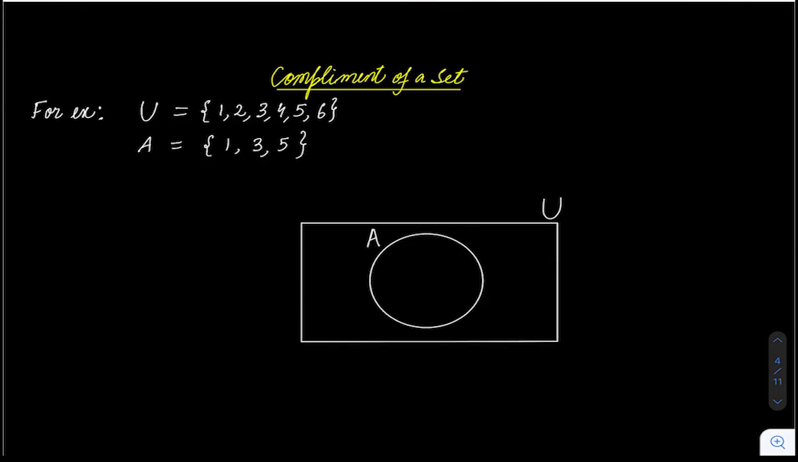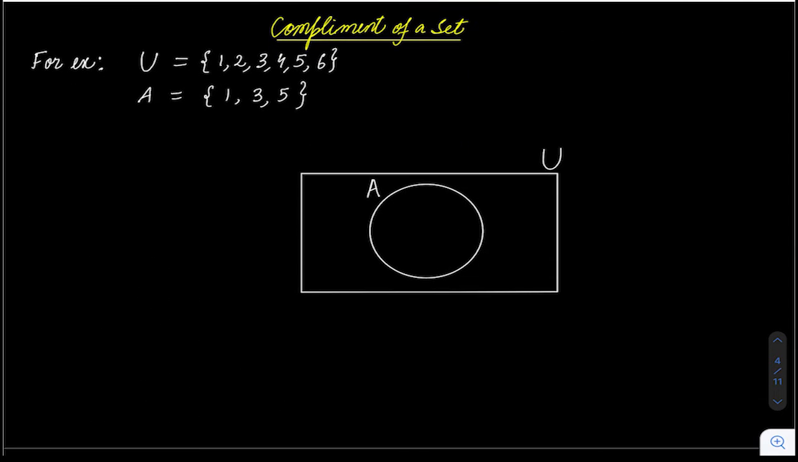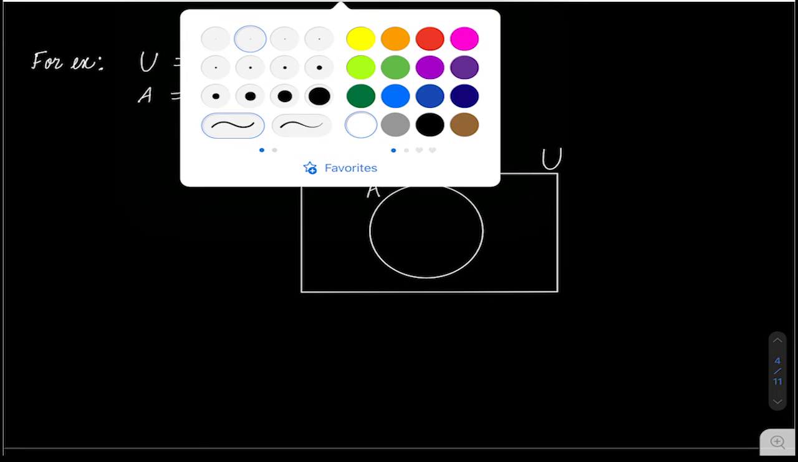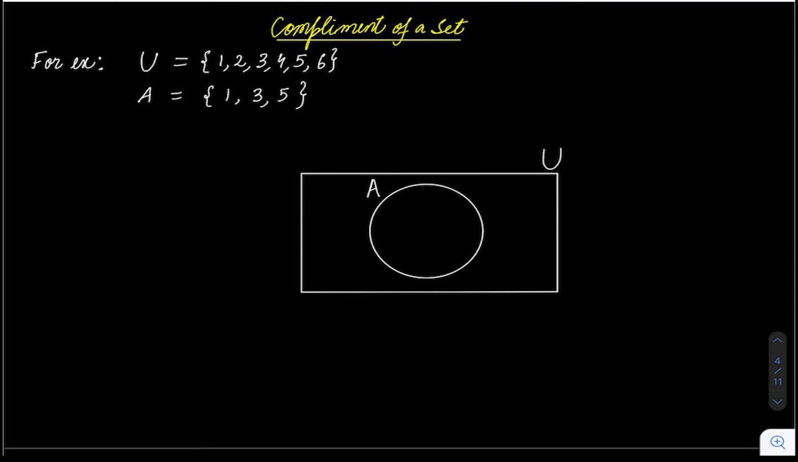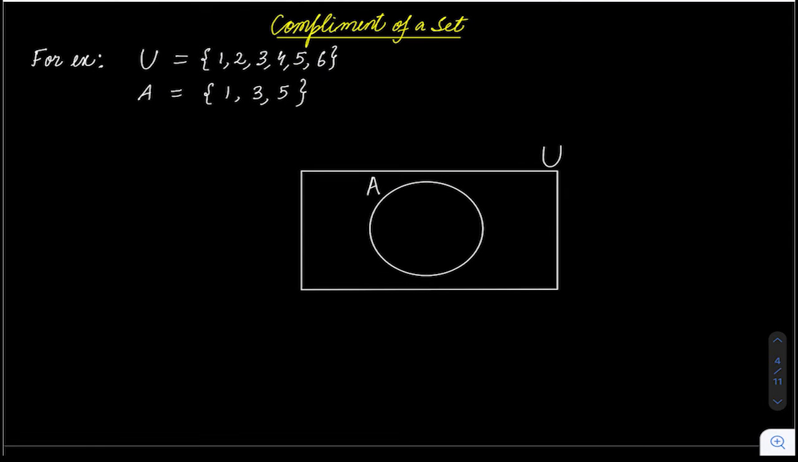Okay, so first let's study complement of a set. First is universal set. Example is given, universal set is given as {1, 2, 3, 4, 5, 6}. We use these curly brackets to list all the elements in that set. So it means universal set has 1, 2, 3, 4, 5, 6 as its members. A set A has 1, 3, 5 as its members.